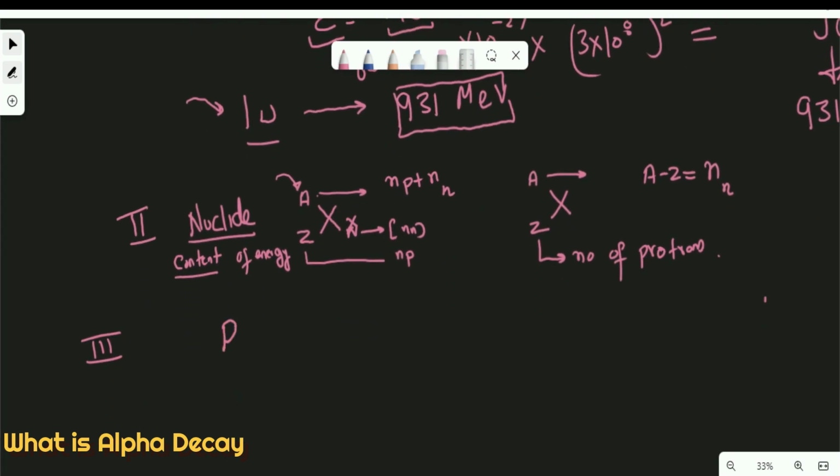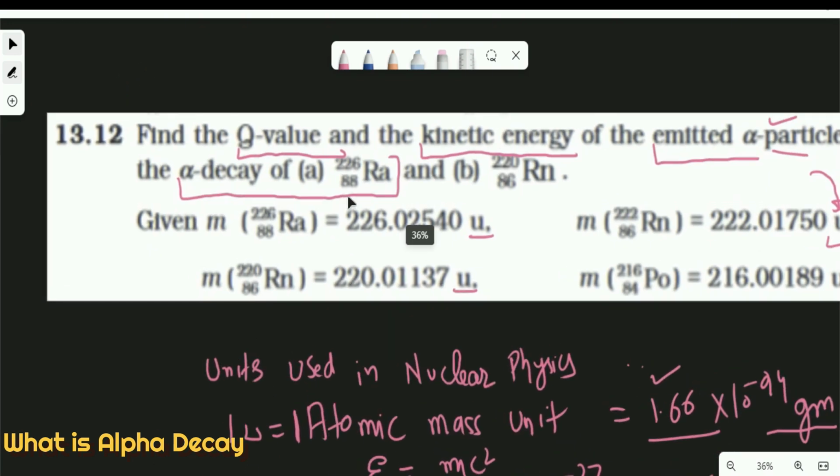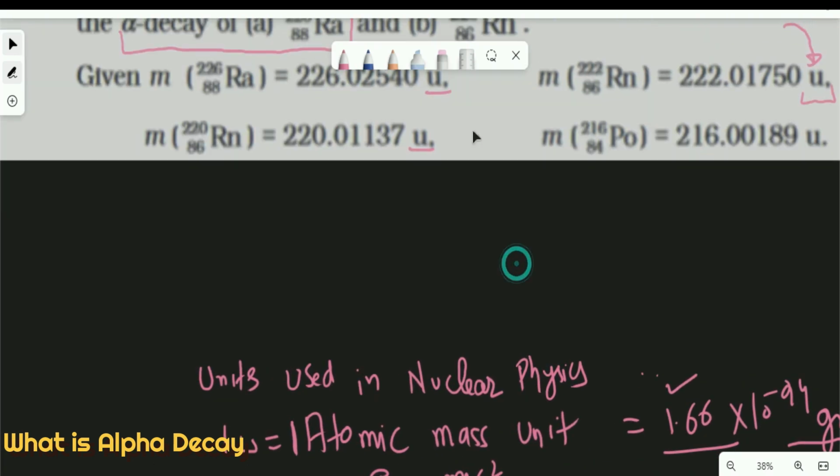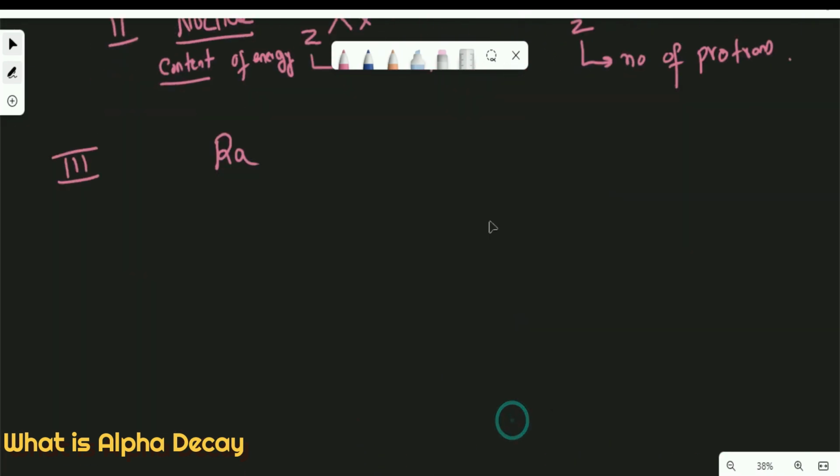You have radium which is given to you, and this radium obviously has a mass number and atomic number which you've already studied, 226 and 88. And this radium now undergoes an alpha decay. So we will write the nuclear reaction. So 226, 88. It undergoes an alpha decay.